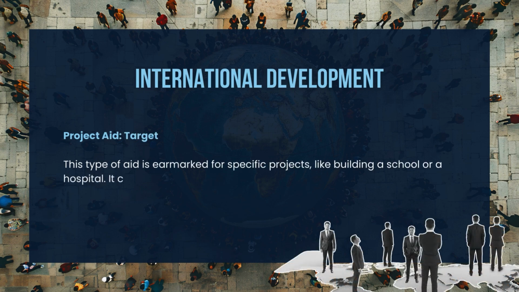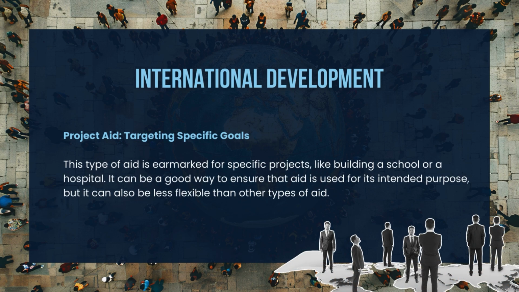Project aid, targeting specific goals. This type of aid is earmarked for specific projects like building a school or a hospital. It can be a good way to ensure that aid is used for its intended purpose, but it can also be less flexible than other types of aid.